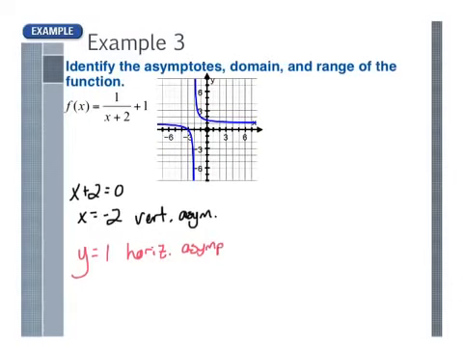Okay, so once again, to find the vertical asymptote, you're looking at the denominator, you're going to set that equal to 0, and then here, this plus 1, that's going to be your horizontal asymptote. And both of these things, of course, are related to your domain and range.